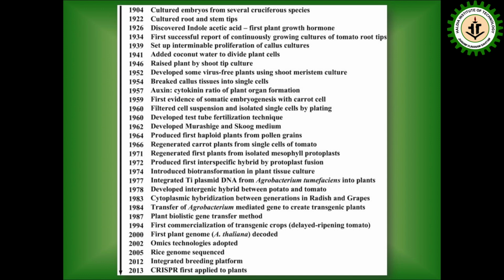The development of appropriate nutrient medium was essential for the success of plant tissue culture. In 1962, Murashige and Skoog formulated the MS medium. The nutrient-rich medium contains a balanced composition of macronutrients, micronutrients, and vitamins, providing optimum conditions for plant growth and differentiation. The MS medium remains one of the most widely used formulations in plant tissue culture today.